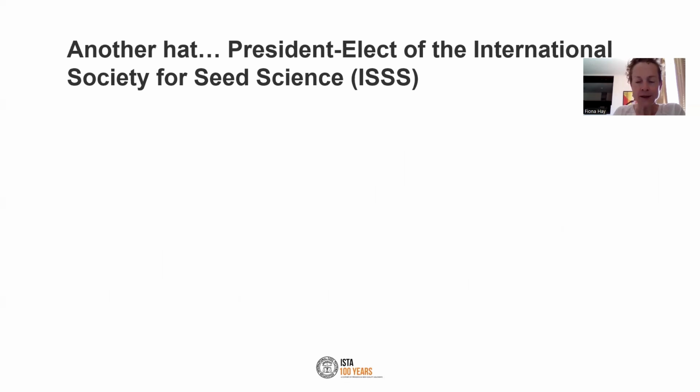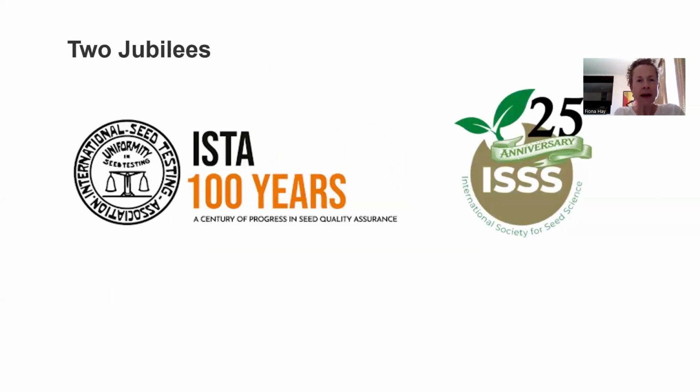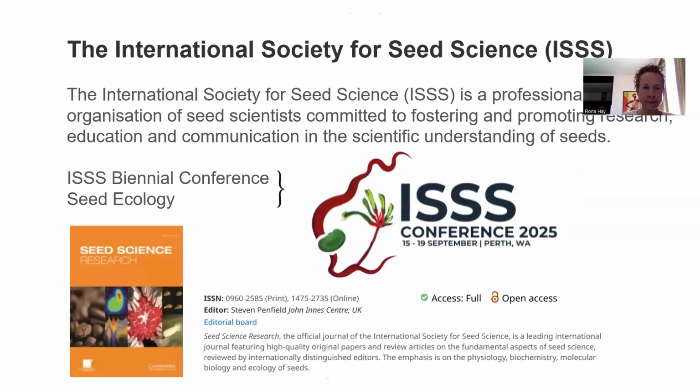And now I need to just change hat, because as well as being chief editor of Seed Science and Technology on behalf of ISTA, I'm also president-elect of the International Society for Seed Science, the ISSS. The ISSS is an academic society focusing all on seeds. And actually we're having a joint jubilee this year, because while ISTA is celebrating 100 years, the ISSS is celebrating 25 years. So we have our silver jubilee this year as well.